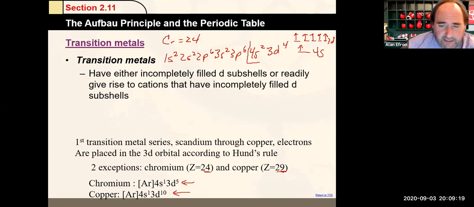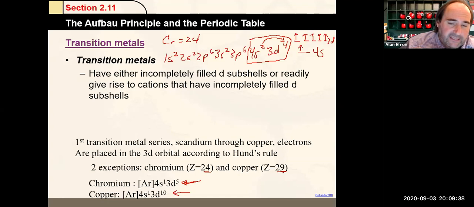So the exception is right here: an extra electron over there in the D, one less in the S. What we have on the bottom of the screen here is the correct electron configuration for chromium. Copper does pretty much the exact same thing.